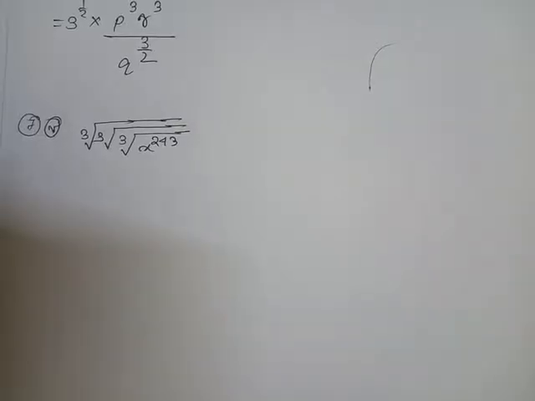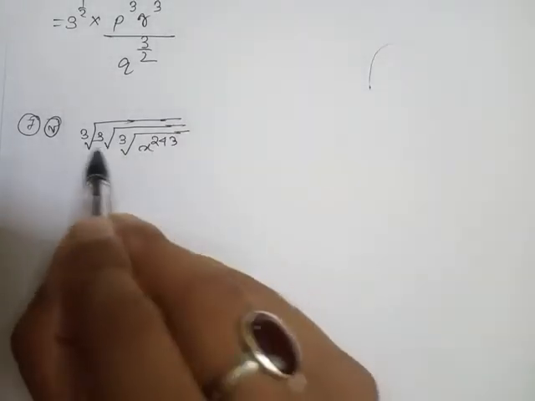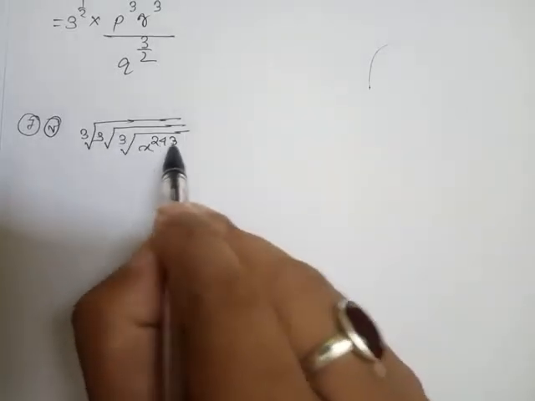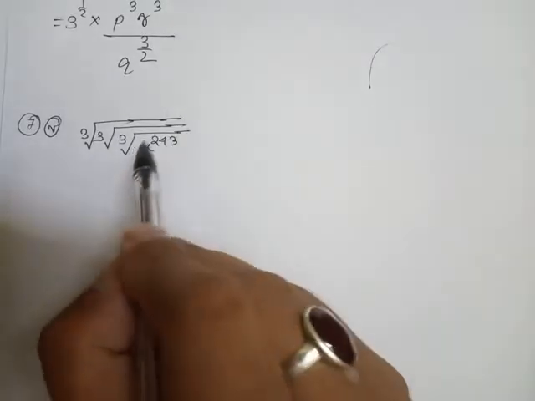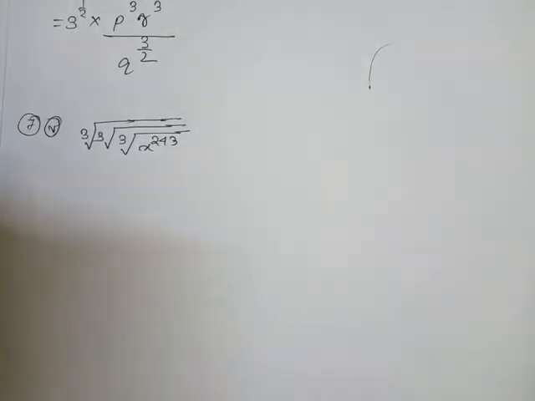Now student, look, question number 7 part 5, how to solve this one. Look here, cube root of cube root of cube root of x to the power 243. So I will split up the root one by one in every step. Now let's have a look how to solve this one.